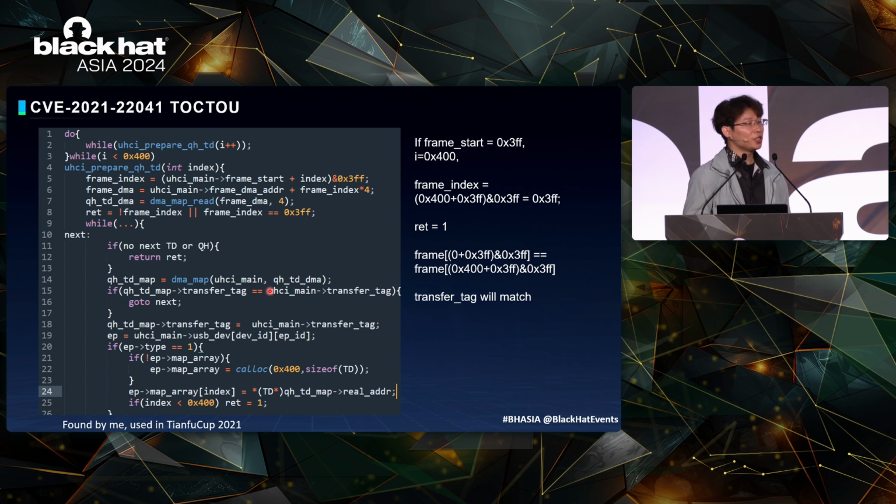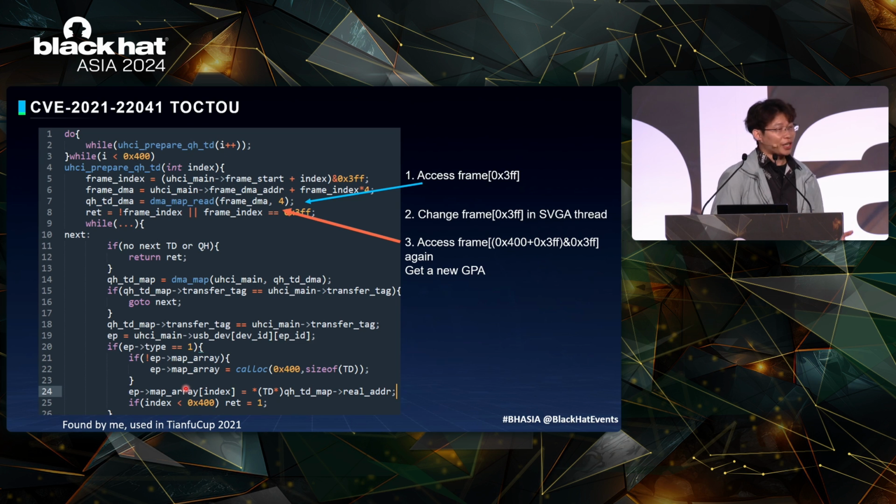However, because the frame index starts repeating, the GPA of the frame list will start repeating. And this condition will hold. It will skip further operations. So we can't overflow the map array. So if we race to modify the value of the frame list, then it will get a different value the second time. So we can overflow the map array now, because this restriction will not hold.